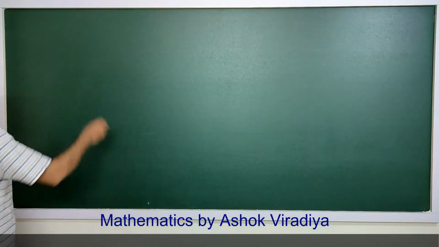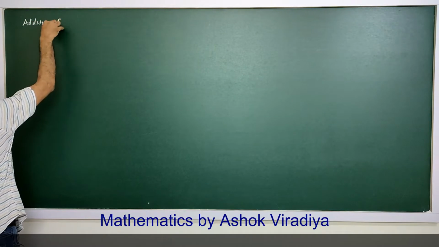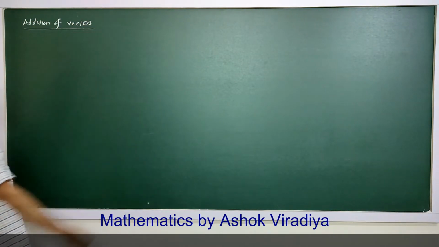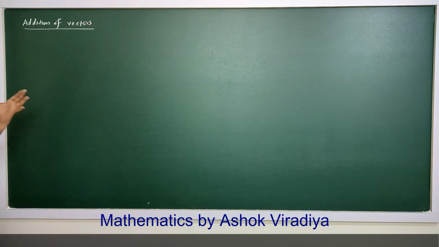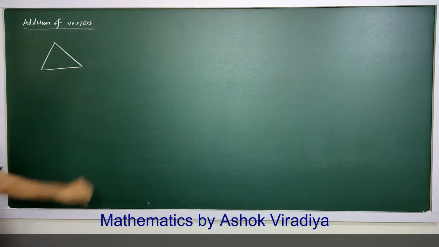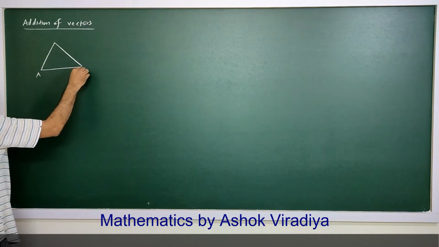Now next topic is addition of vectors. To understand addition of vectors, I am taking a triangle. This is a triangle ABC.